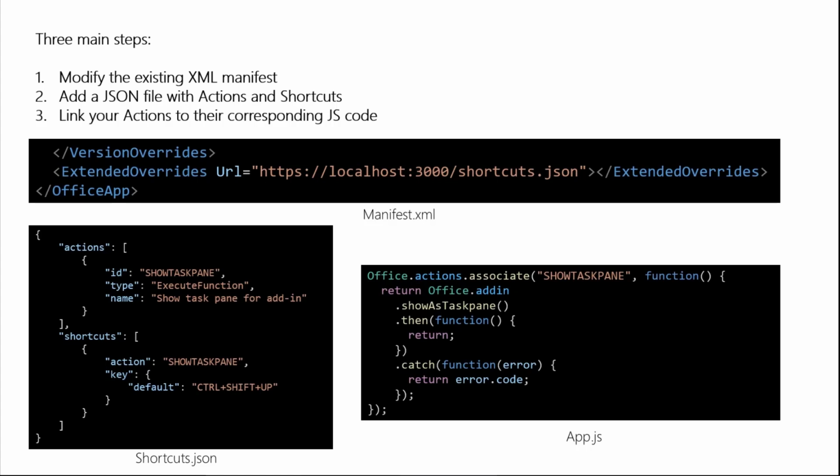And what this does is essentially link the add-in to your shortcuts definitions. So for example, you're seeing in the top picture, this is just pointing to a file on the local host, and this is a JSON file. And then in the bottom left, you'll see what that JSON file actually looks like. So inside of this JSON file, you have your actions array. This includes all the different actions that you want your shortcuts to invoke. And then you have your shortcuts array, which includes the actual shortcut combination definitions for each of those actions.